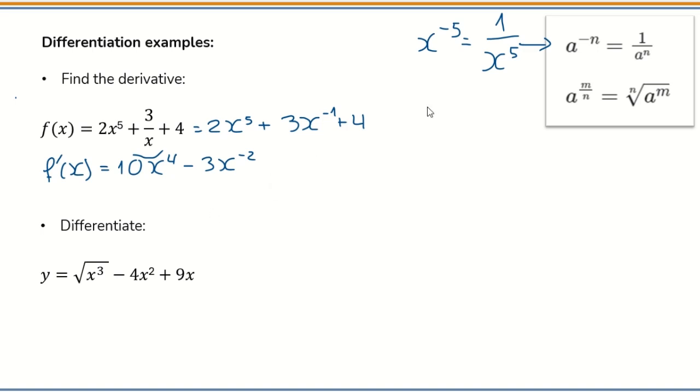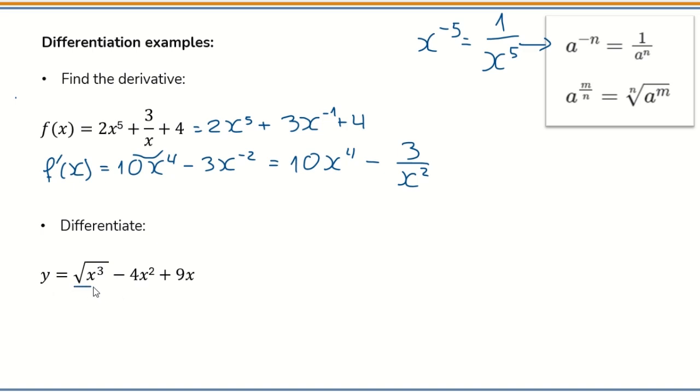We can now again use this law of indices, and we can rewrite this as minus, and this term will be 3 over x squared, the same index but positive. Now I'm going to continue with the next one. We have to differentiate this function.